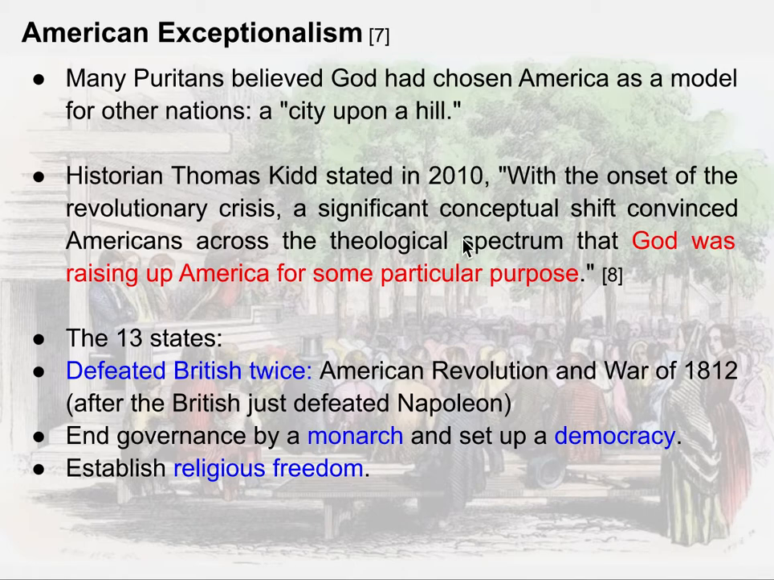A light upon a hill. God was raising us up. Who else could do this but God? So this is sort of American exceptionalism.